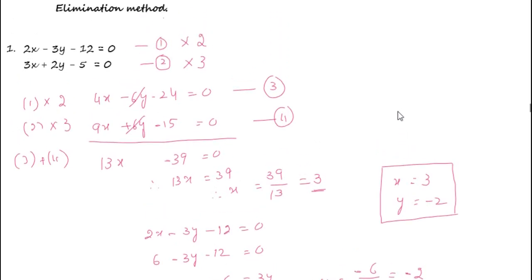So in the elimination method, we have to ensure that the absolute values of the coefficients of one of the variables are equal. Then you can either subtract or add and eliminate that variable, and then we can solve the equations. Since we solve the equations by eliminating one of the variables, this method is known as the elimination method.